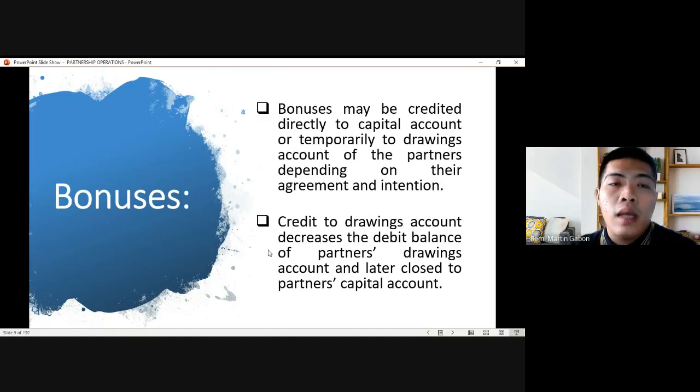Bonuses, similar with salaries and interest, may be credited directly to capital, or it could be credited to temporary drawing accounts. You can credit the drawing account of the partner, and it is based on their agreement lang naman. Then crediting to the drawing account will result in closing it later on to the capital account, thereby increasing the capital balance of each partner. So mas common yung temporary muna sa drawing account, then charge it close to capital account. Okay?